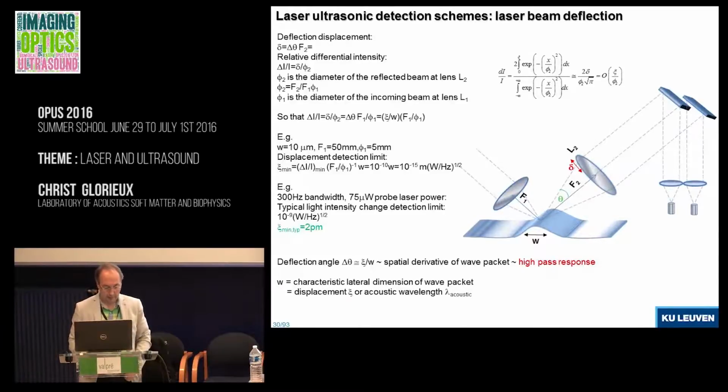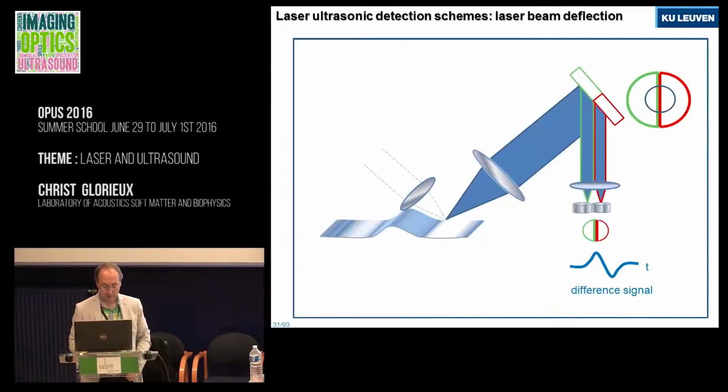Now, this is before the wave is passing. You balance the light so that the amount of light reflected by the green mirror is the same as by the red mirror. So the difference between the two detectors is 0, and you start from a zero signal before you do the experiment. You can do this by putting it on a translation stage and a tilt stage and playing a bit with it.